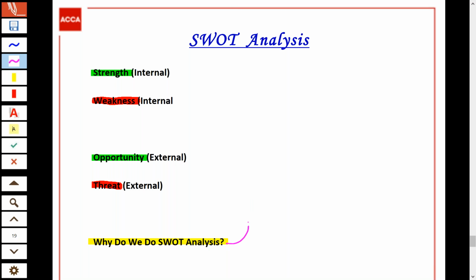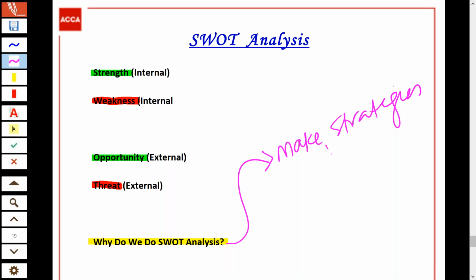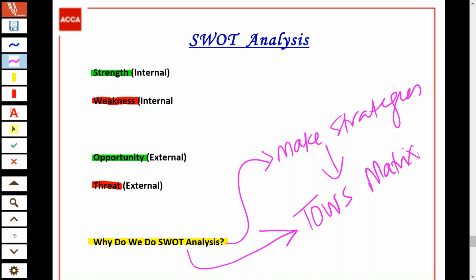Very simple. Through this analysis, it helps us to make strategies for the future. If I know my strengths, my weaknesses, my opportunities and threats, I can plan, I can focus, I can make strategies. So whenever we need to make strategies, SWOT is very important. And how we make strategies, there is a model called the TOWS matrix. The TOWS matrix basically uses the SWOT analysis as input. Whatever we highlighted, our strengths, weaknesses, opportunities, and threats, is used in the TOWS matrix, and using our SWOT, we will come up with strategies.